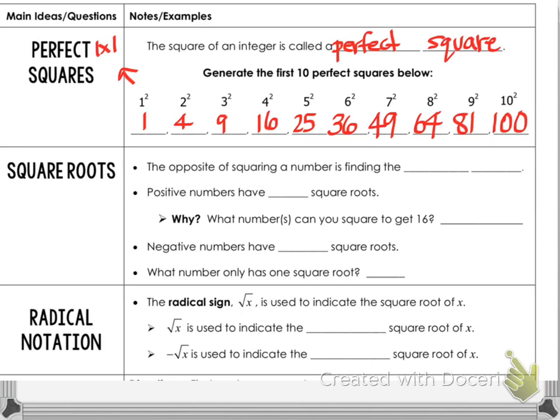So here are the first 10 perfect squares. So when you hear me reference, or if you hear anyone reference perfect squares, it is, again, the result of an integer being squared.